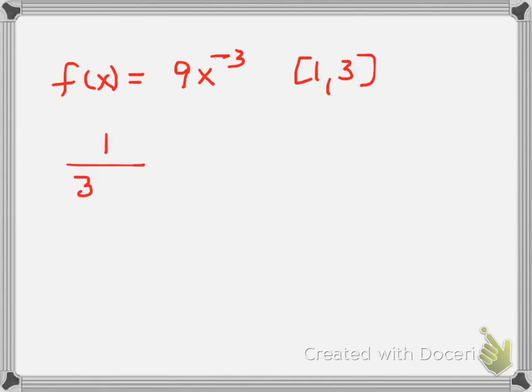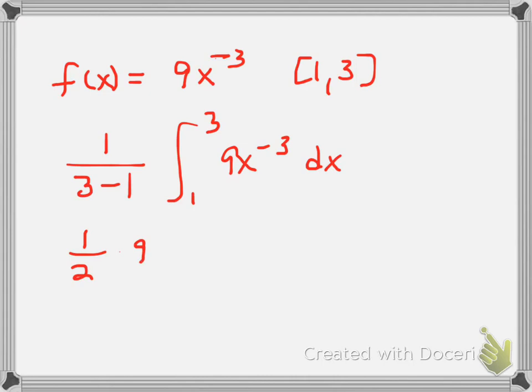So in example 9 it says find the average value of the function f of x equals, and I'm going to write this a little bit more user-friendly, 9x to the negative third power, on the interval 1 to 3. So basically all they want you to do is 1 over 3 minus 1 times the integral from 1 to 3 of this 9x to the negative third power function. So we're dealing with 1/2 times 9. I'm going to go ahead and bring that 9 out before I do anything.